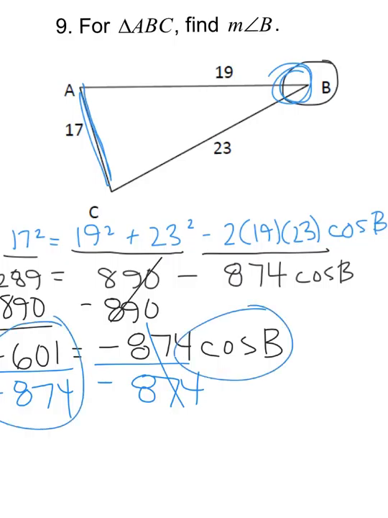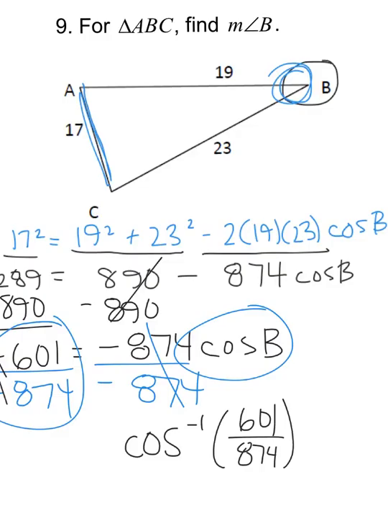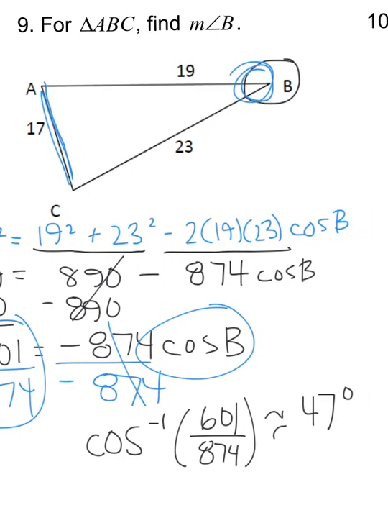Because you're trying to find the angle, you just do cosine inverse in your calculator. So you do cosine inverse of 601 over 874. Both of them were negative, so they cancel out to be positive. And I'm going to round that to the nearest degree, and it's 47 degrees. So be careful showing all your work with order of operations.